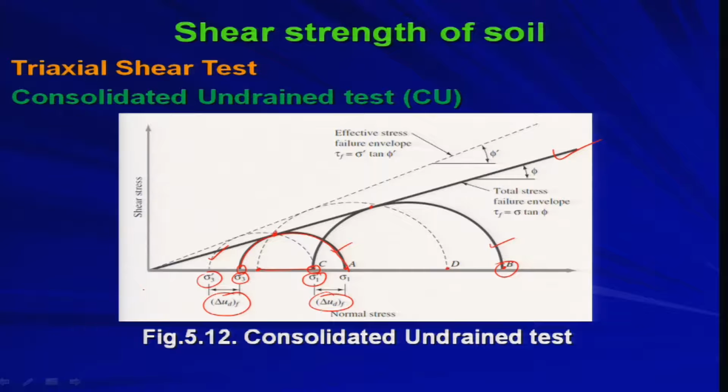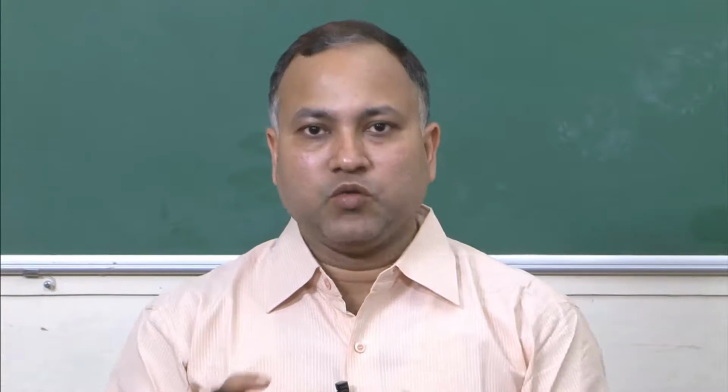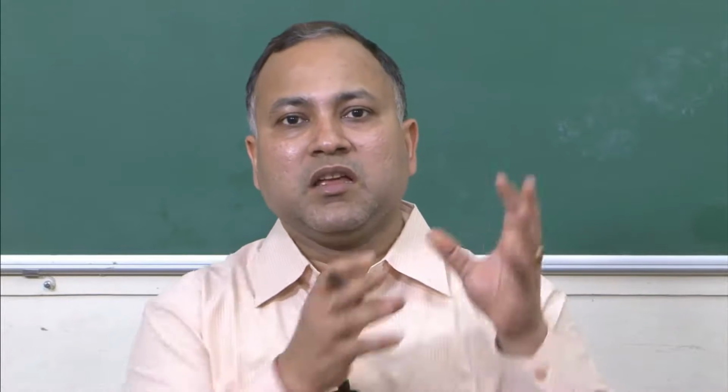Again, if you draw the Mohr Coulomb failure envelope for the effective stress parameters, for the effective stress concept, it will look like this. So this dotted line is the effective stress failure envelope, and it is given by tau f equal to sigma prime tan phi prime, whereas this is your total stress failure envelope, which is tau f equal to sigma tan phi. But in both cases you are getting the failure. One is your total stress concept, where you draw the Mohr circle and the failure envelope with respect to the total stress. In the other situation, you draw the failure envelope with respect to the effective stress.